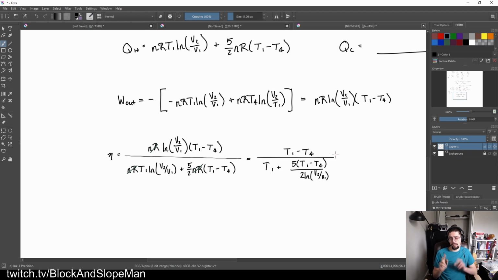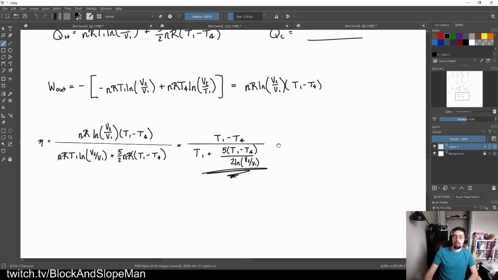And that's our final simplified answer for the efficiency of the Stirling engine. I know it doesn't look super pretty, but it kind of proves the point that we can settle it with just these 4 variables. Now, we might want to compare it to the Carnot engine.